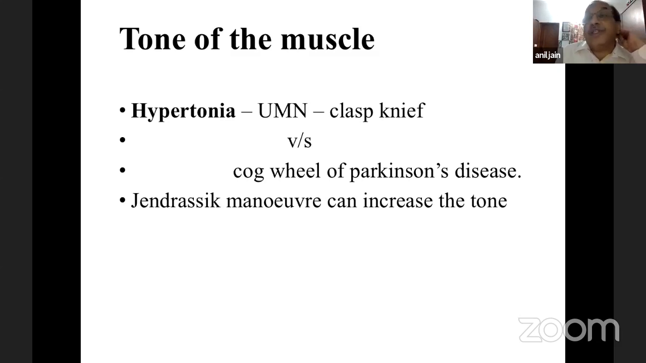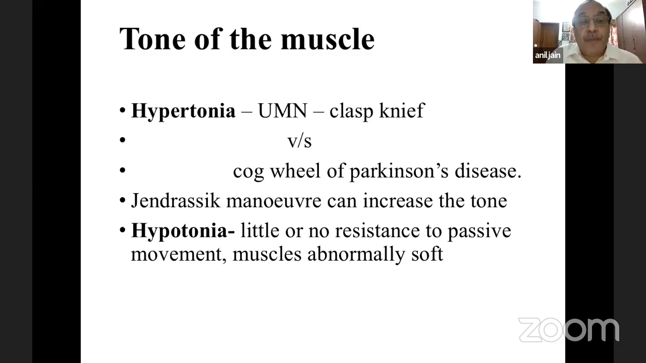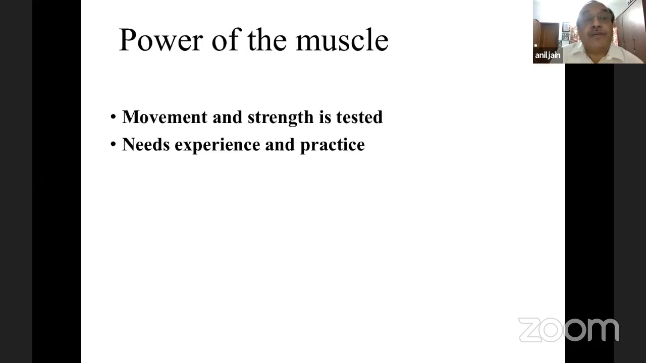So in those situations, you do a Gower's maneuver, where you put both hands in a clasp position and try to pull them apart. If there is a milder increased tone, by this maneuver you may be able to elicit hypertonia. Hypotonia, where there is little or no resistance to passive movement and muscles are abnormally soft. And hysteric, where it doesn't fit in any of these pictures.